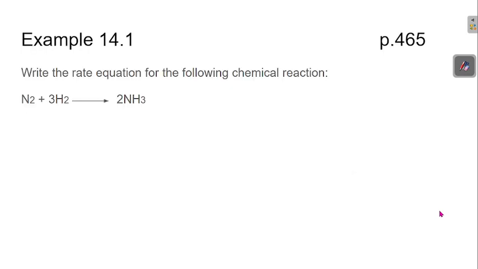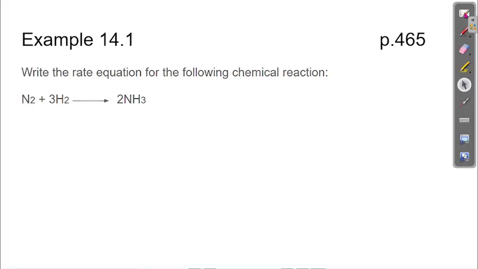Let's look at example 14.1 on page 465 in your textbook. Write the rate equation for the following chemical reaction. So you have nitrogen and hydrogen to give you ammonia. So what is the rate equation? They're going to ask you questions like this. Let's go to the board right here and let's see how this is done.